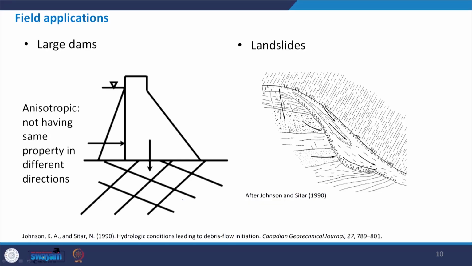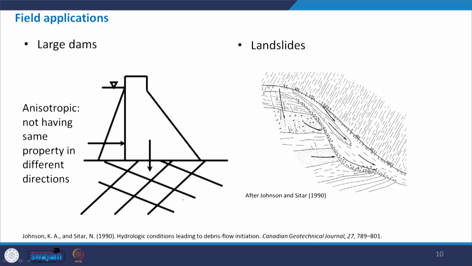What are the field applications? Right now we discuss with reference to rocks only. So there can be various applications. For example, you have to go for large dam construction which is founded on rock masses. These may be anisotropic, that is, they do not have the same property in different directions, and there is going to be the presence of vertical load as well as horizontal load. So this is founded on rock masses.